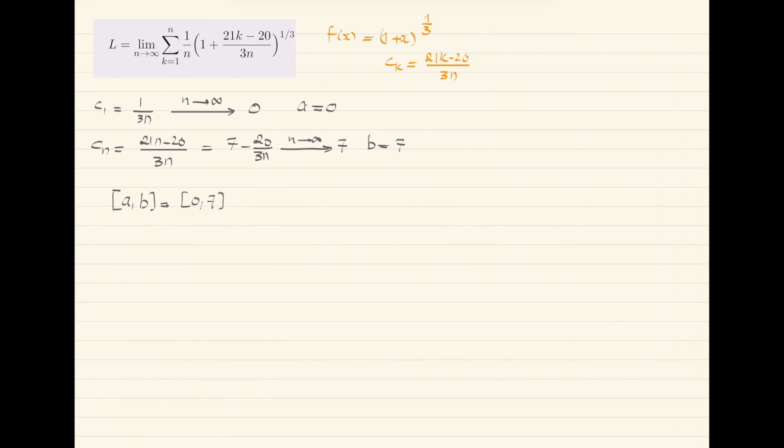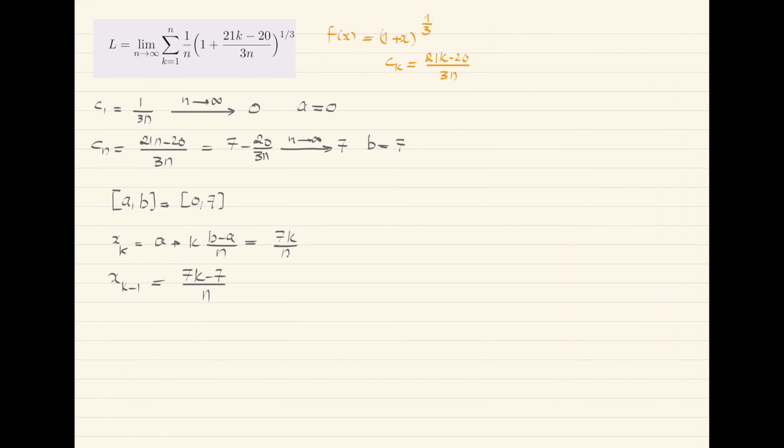And then of course I have to confirm now that this ck is indeed in the kth interval. So what I do, I write the formula for x sub k, which is a plus k times (b minus a) over n, but this time a is 0 and b is 7. So it becomes 7k over n. And then of course x sub k minus 1, I just replace k with k minus 1, so it becomes (7k minus 7) over n. Yes, so I replace k with k minus 1, and then I multiply by 7.